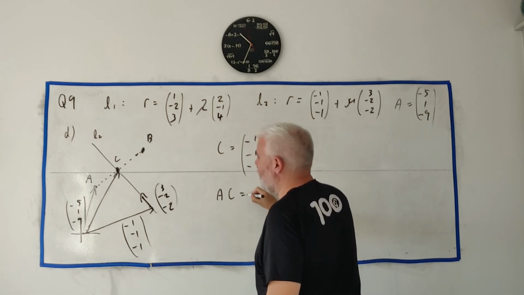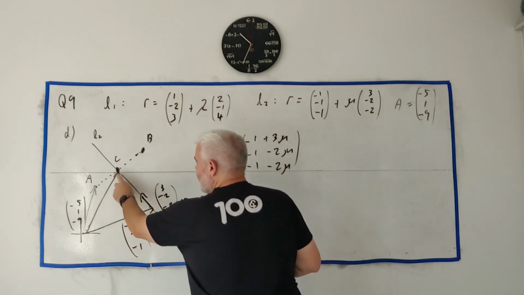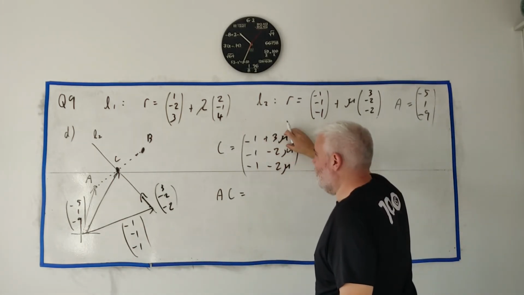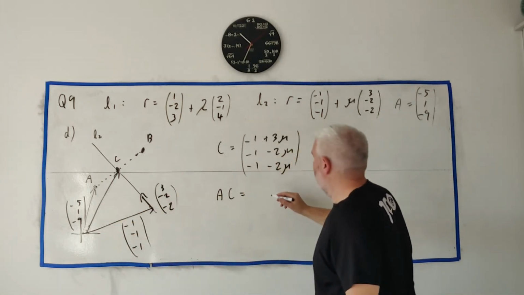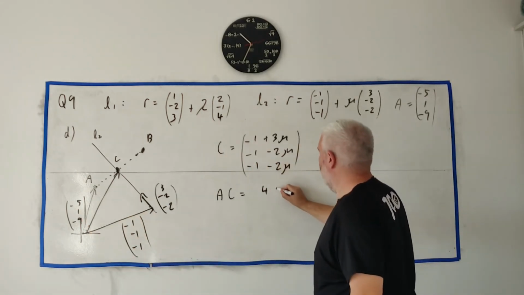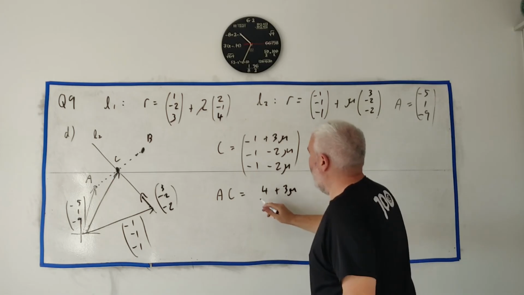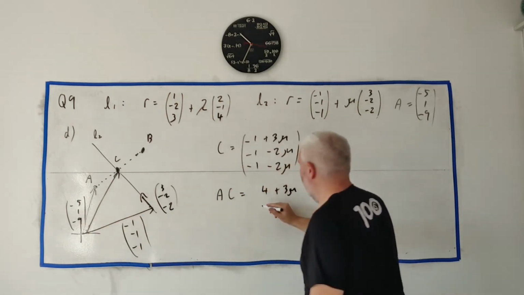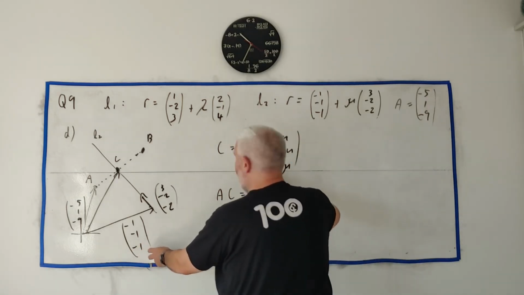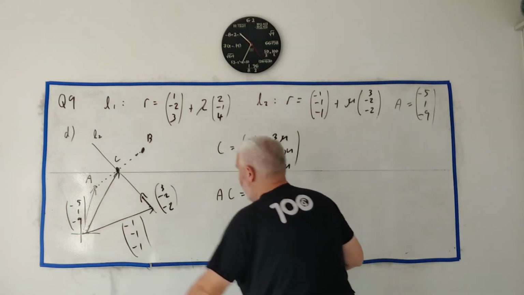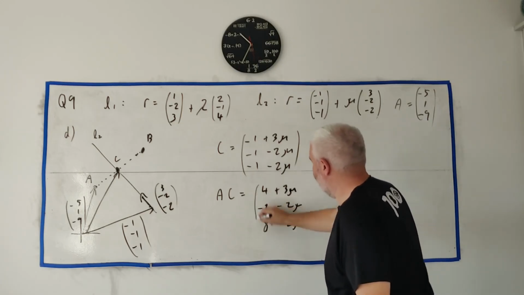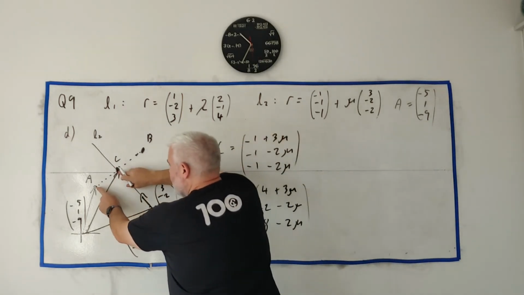But I also know AC. The vector AC has to equal this vector minus this one. So that's -1 plus 5, that's 4 plus 3 mu. Then -1 minus 1, that's -2, -2 mu. Then -1 minus -9, that's plus 9, that's 8 minus 2 mu. This is the vector AC.